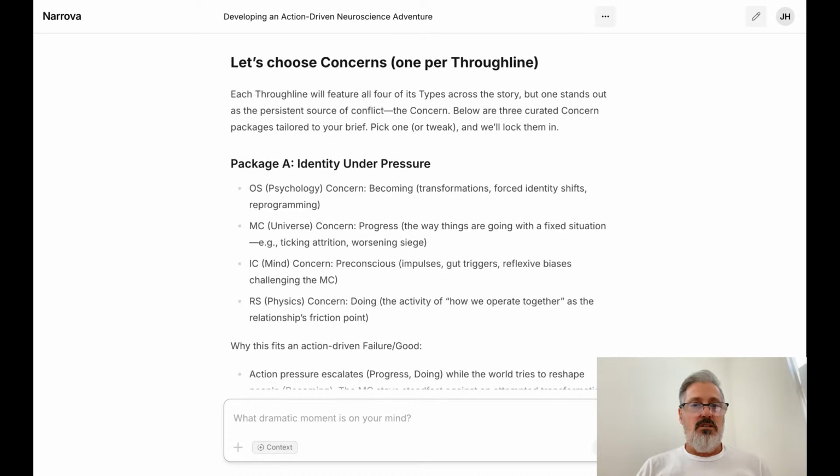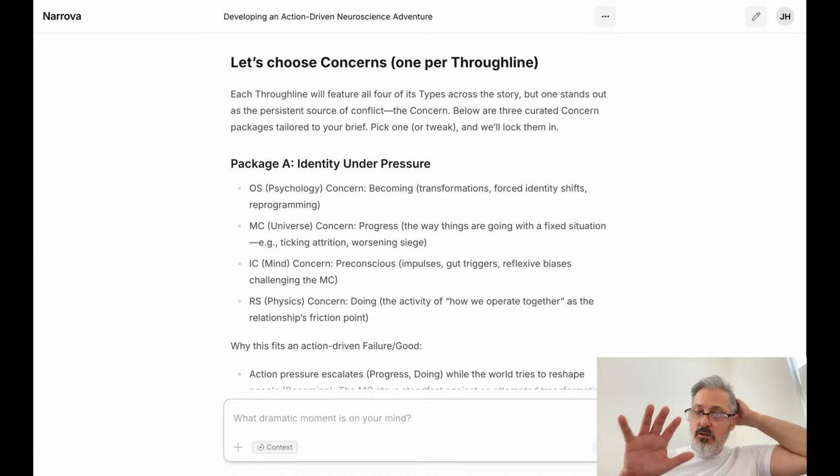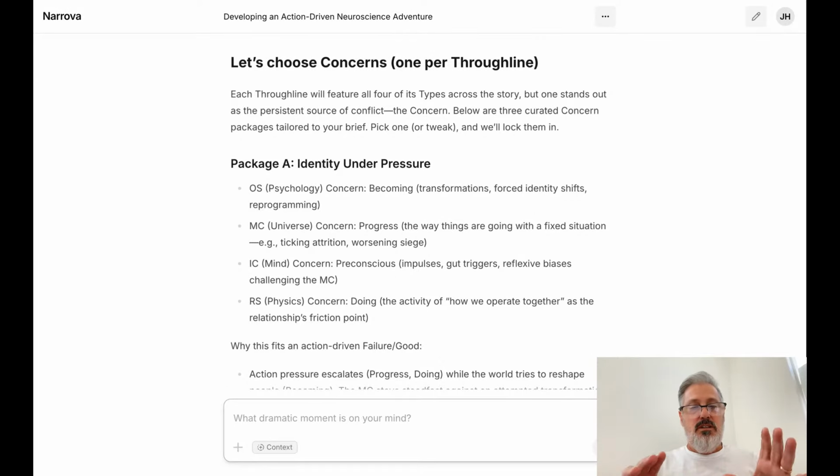So let's choose the concern. Each through line will feature all 4 of its types across the story, but one stands out as the persistent source of conflict, which again is true. So underneath each of the domains, you have four types, and each of those will end up being an act, but one of those will be the central area where you will have trouble.